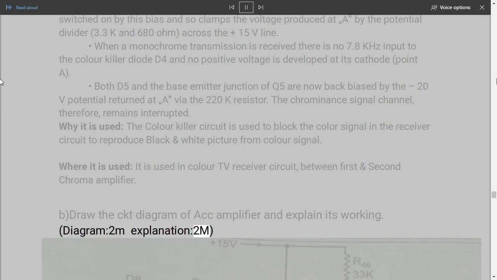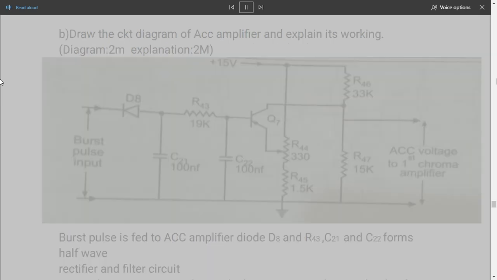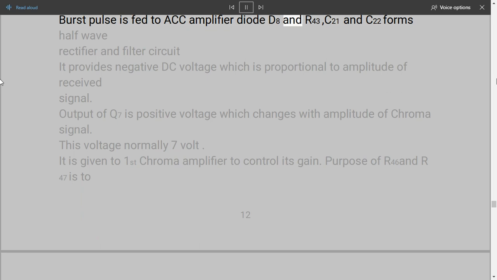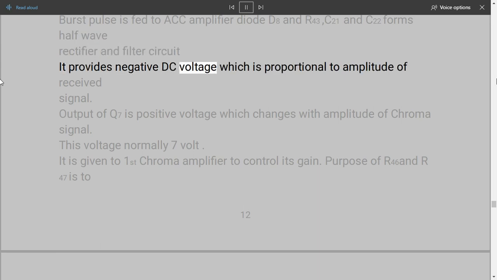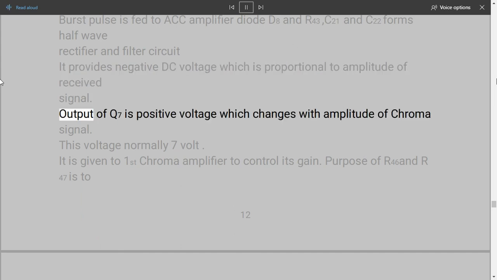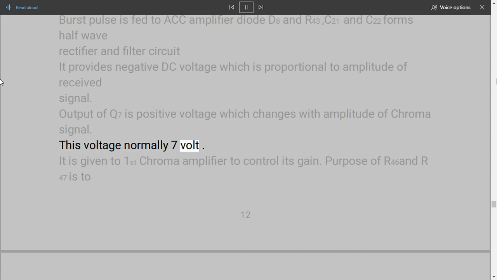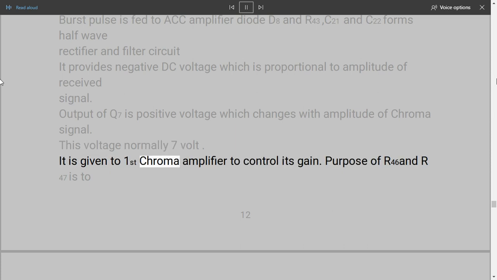Burst pulse is fed to the ACC amplifier. Diode D8, R43, C21, and C22 form a half-wave rectifier and filter circuit. It provides a negative DC voltage which is proportional to the amplitude of the received signal. Output of Q7 is a positive voltage, which changes with the amplitude of the chroma signal. This voltage is normally 7 volt. It is given to the first chroma amplifier to control its gain.